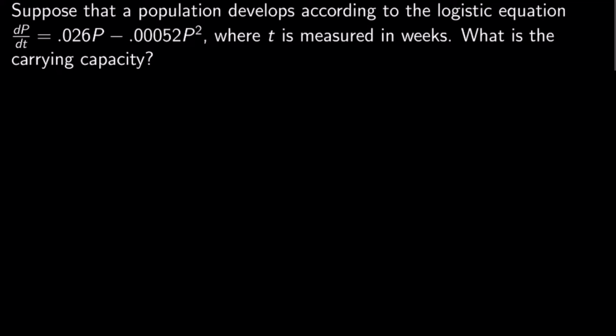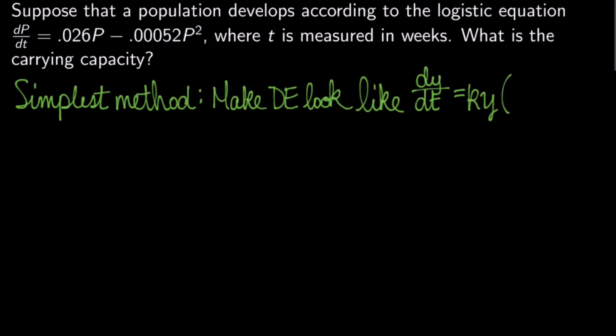Carrying capacity is the maximum population, the horizontal asymptote. So it's what the population will grow to and level off at as t goes to infinity. The simplest method here: you were presented with a standard format for a logistic equation, dy/dt is equal to a constant times y times (1 - y/M), and that capital M is literally the carrying capacity.